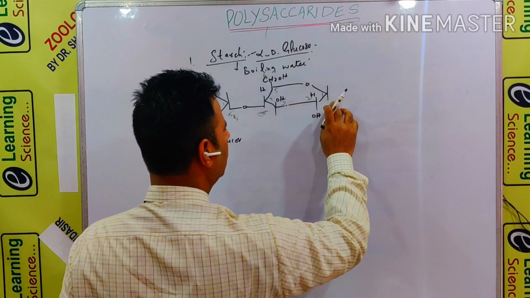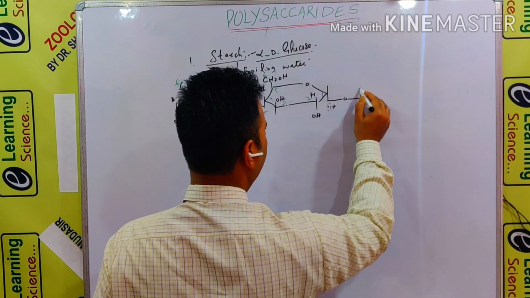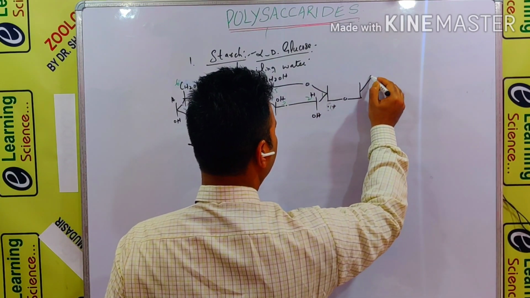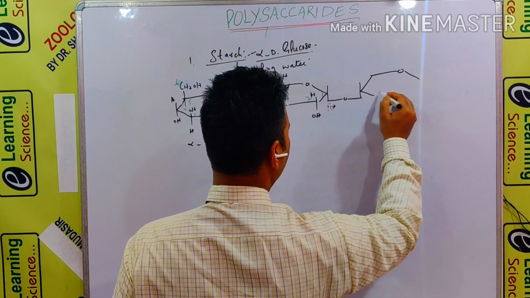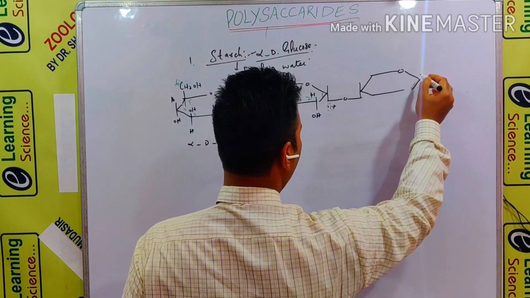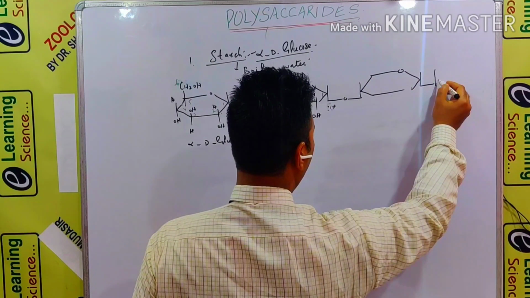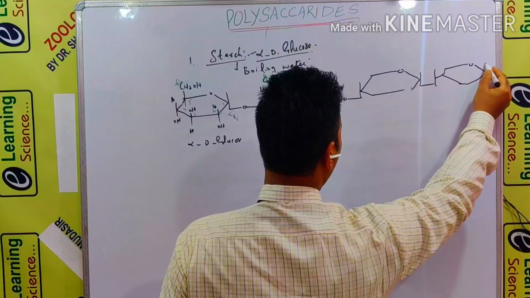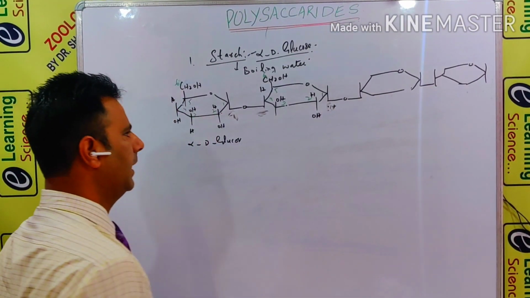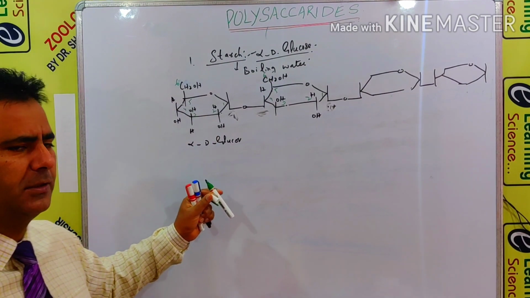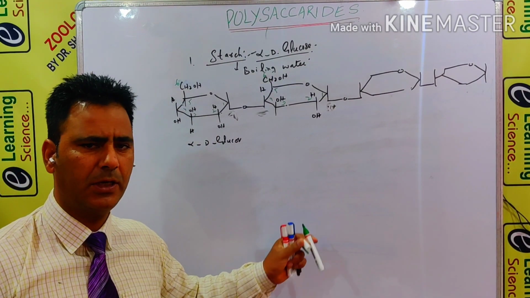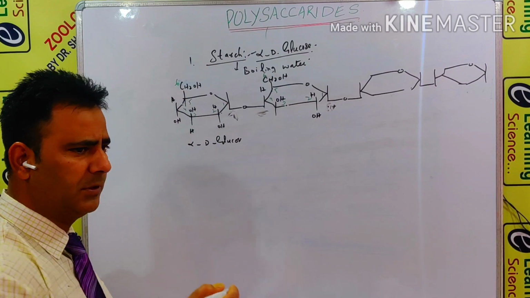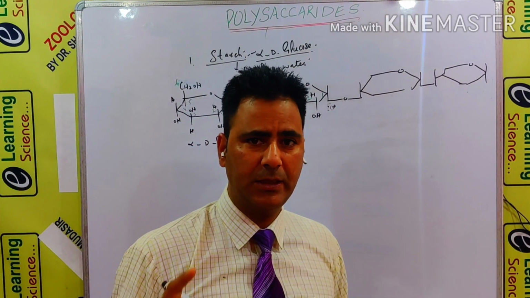And here also there will be formation of a glycosidic bond, and then this process will continue to the other parts also. A number of monosaccharide units will be joining in this way and forming what we call a polysaccharide. All right, this is the structure of starch. Then we have one part of starch, that's amylose.